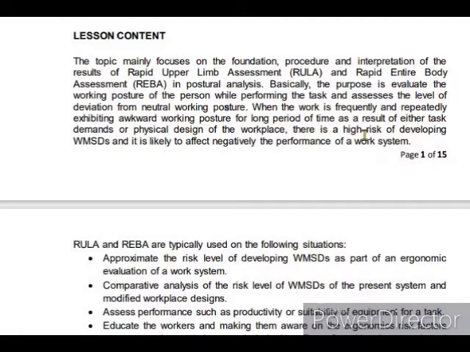So, when the worker is frequently and repeatedly exhibiting awkward working posture for a long period of time, as the result of either task demands or physical design of the workplace, there is a high risk of developing WMSDs, and it is likely to affect negatively the performance of a work system. So yun, alam nyo na yan.